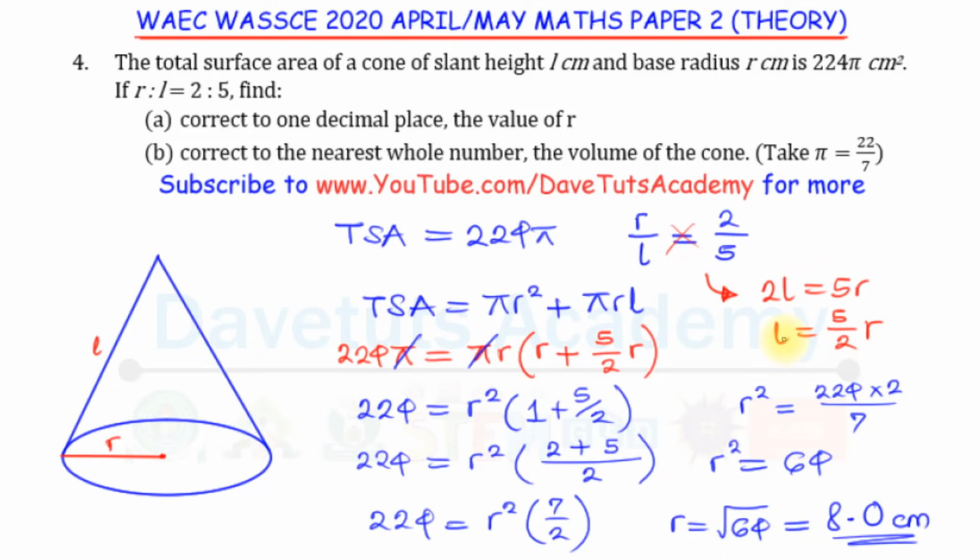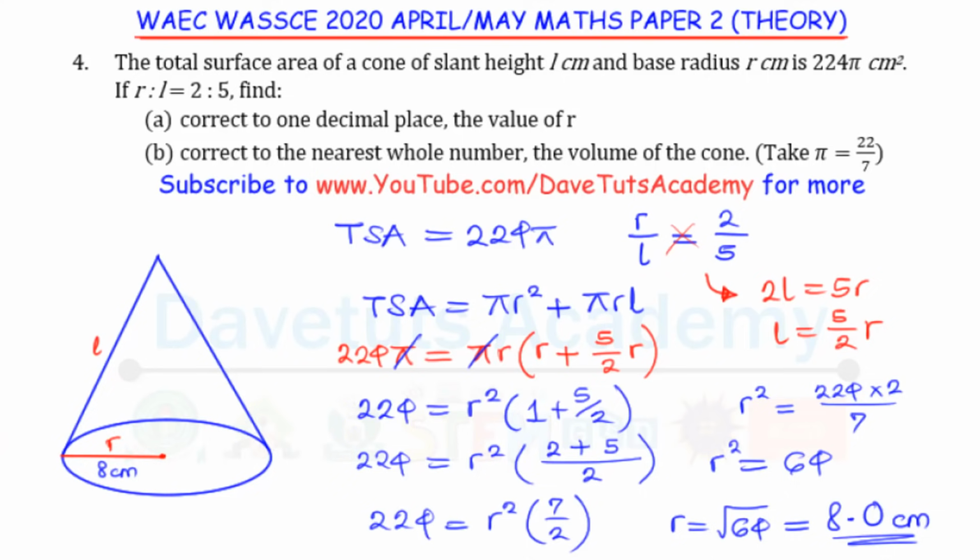I don't mean that we are looking for L. We could have expressed R in terms of L and then substituted back such that L would have reflected. But here, we want R to reflect since that's what we are asked to find. So, the radius of this particular cone is 8 centimeters. And we can just reflect that, this is 8 centimeters.